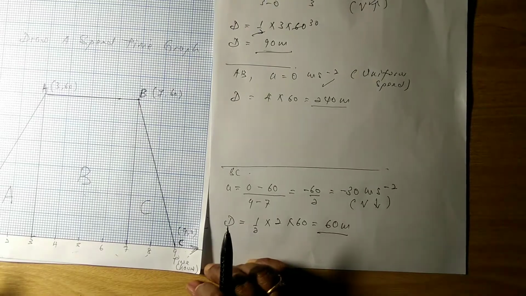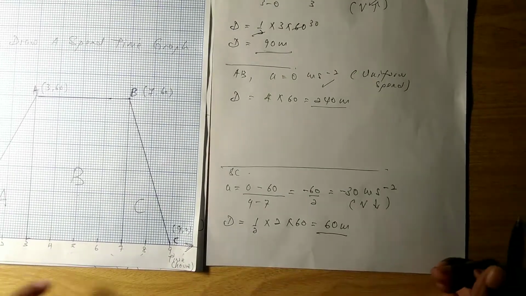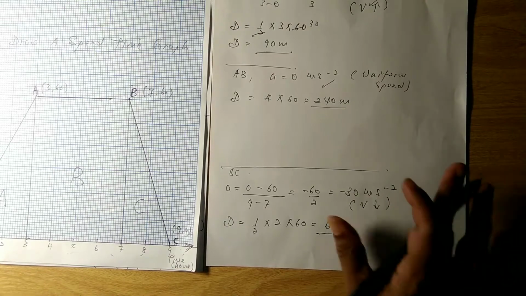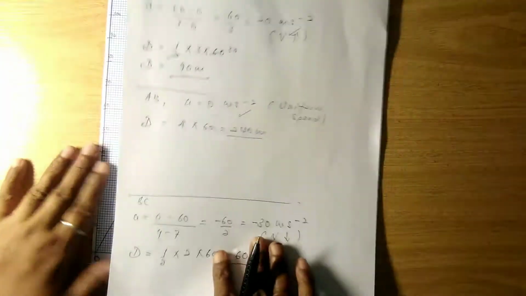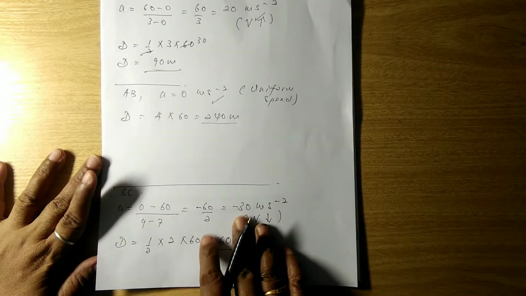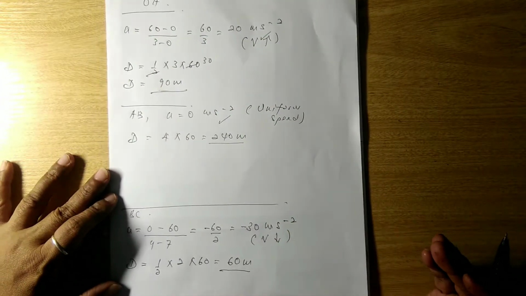All right. So basically, this is how we use our speed-time graph to denote acceleration as well as distance below the graph.